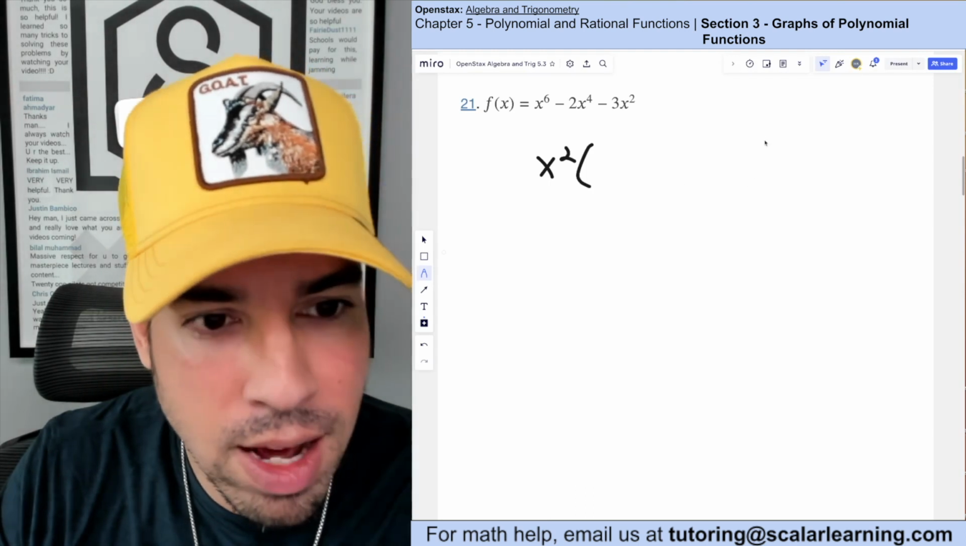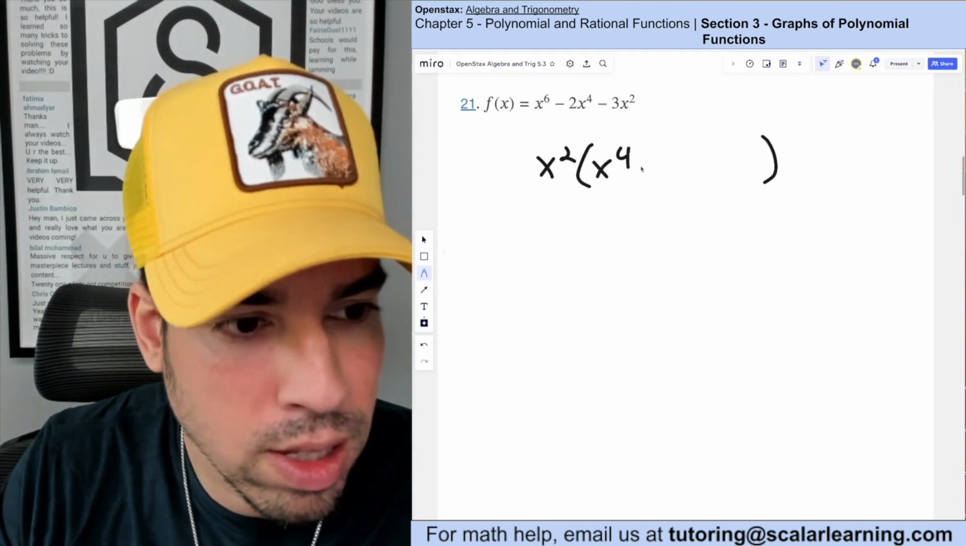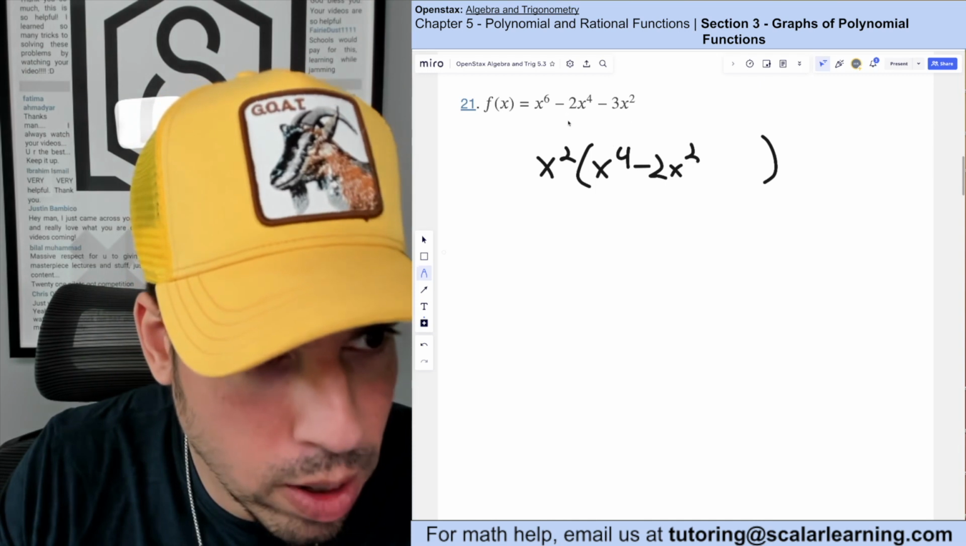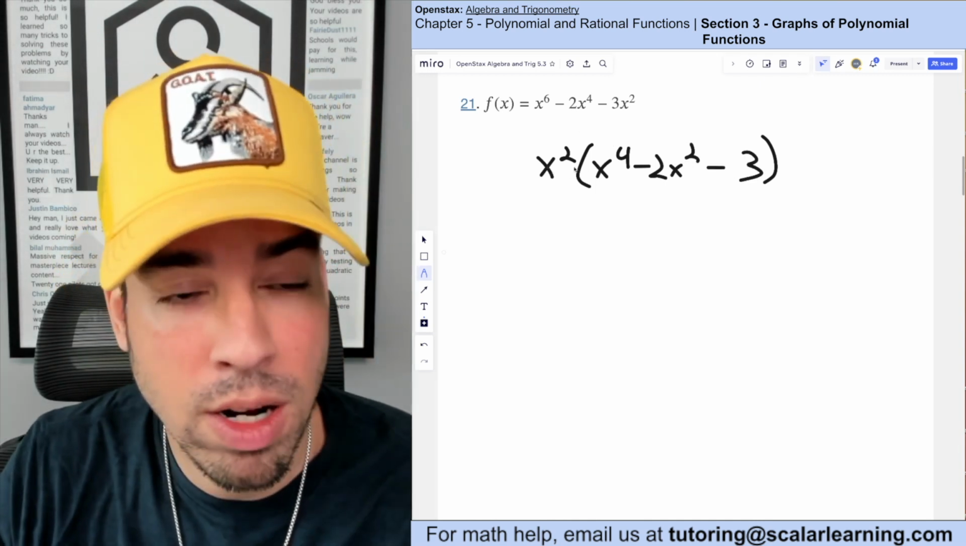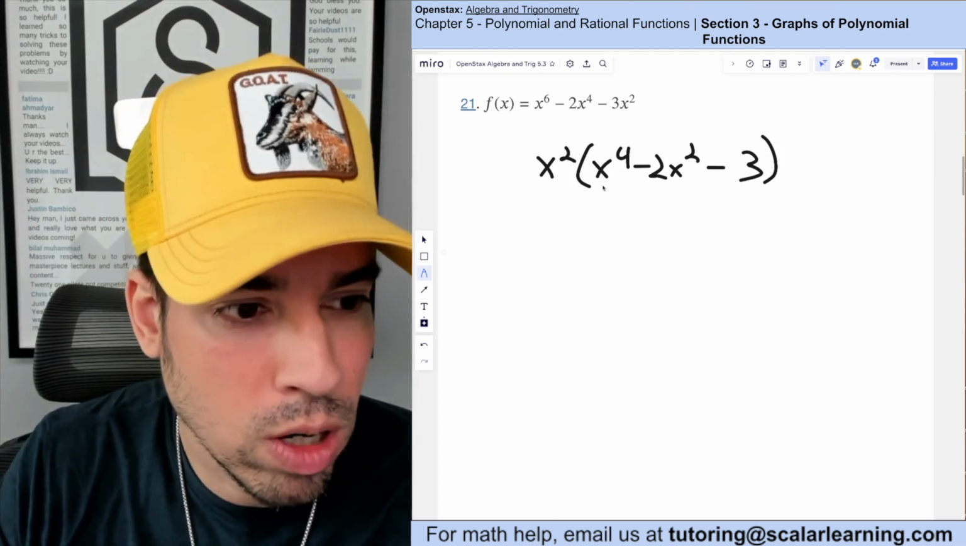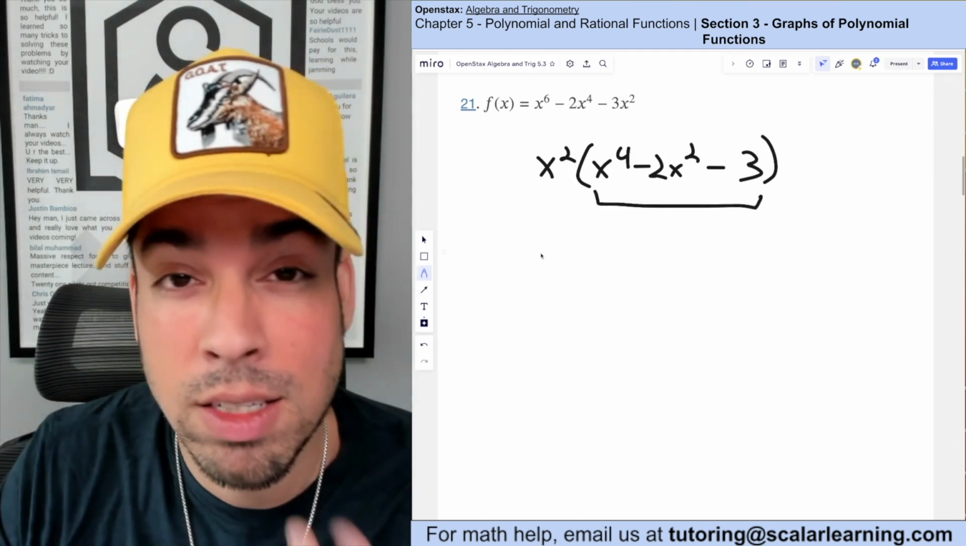So I'm going to factor that out of everything. I have an x to the 4th left. I have a -2x squared left. And then I have -3. Again, pulling an x squared out of each of them is like dividing by x squared. Now we're going to factor this trinomial as if it was a quadratic.